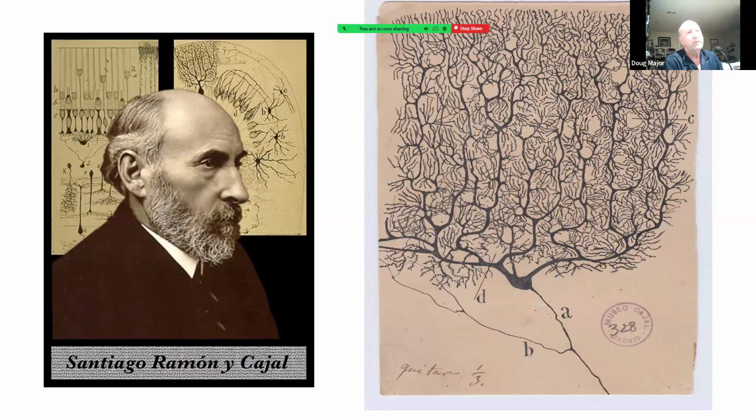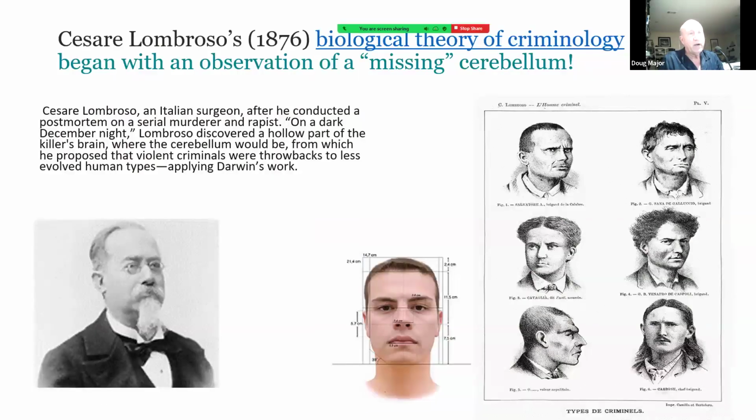Cajal follows up, does these wonderful drawings, and finds out that there is a space between the synapses, and that brings us to today. In my area of interest, corrections, Lombroso, looking at a serial killer, dissected him and found that, hey, he had a smaller cerebellum, that there was something wrong with his brain: the biological theories of criminality.